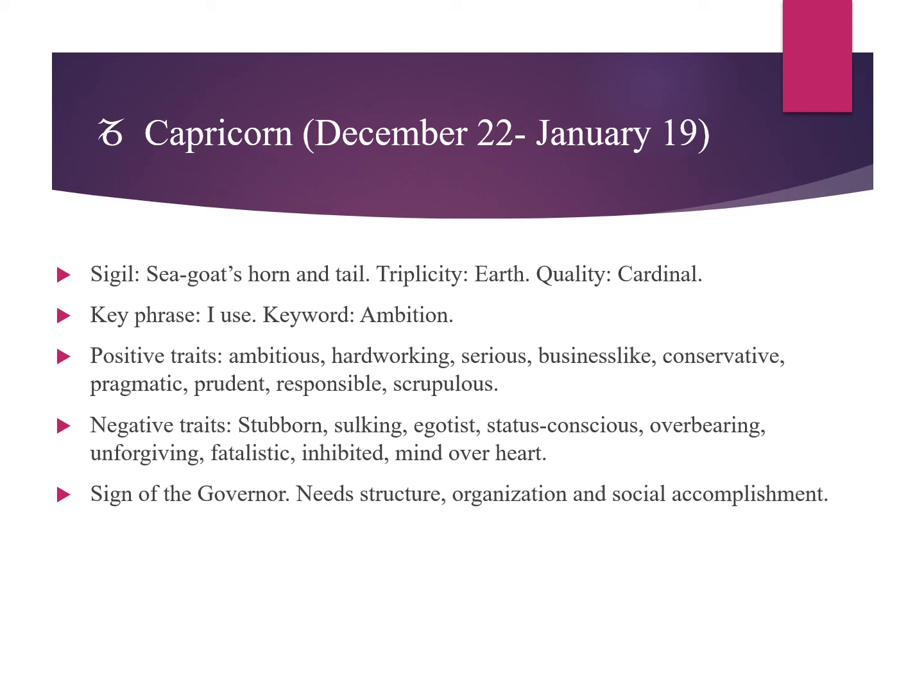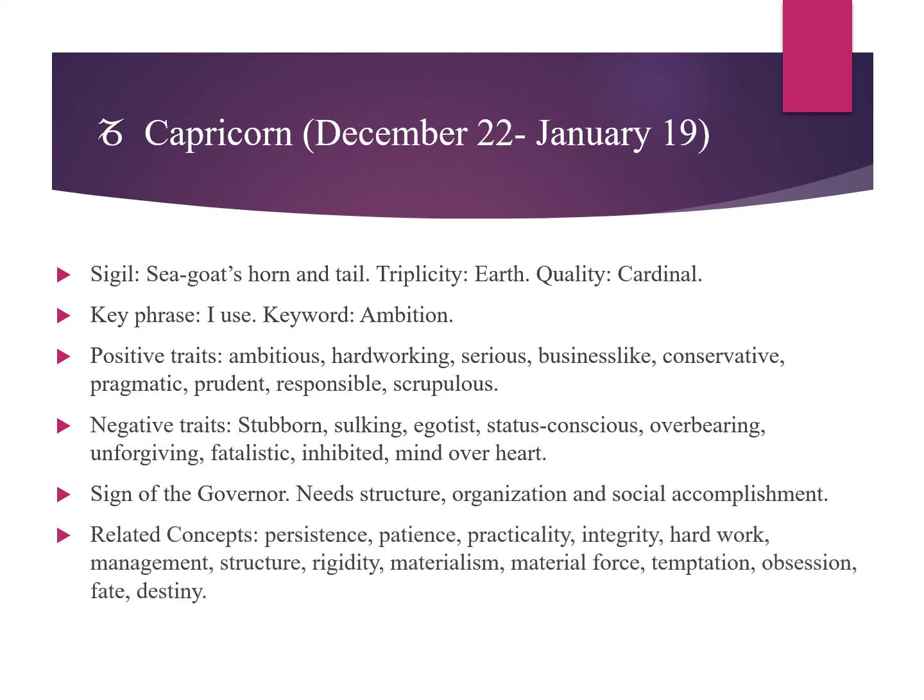Capricorn is the sign of the governor. It needs structure, organization, and social accomplishment. And related concepts to Capricorn include persistence, patience, practicality, integrity, hard work, management, structure, rigidity, materialism, material force, temptation, obsession, fate, and destiny.